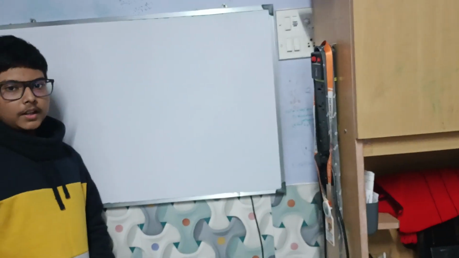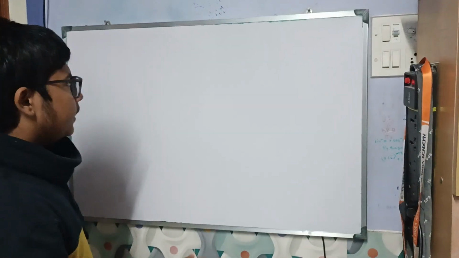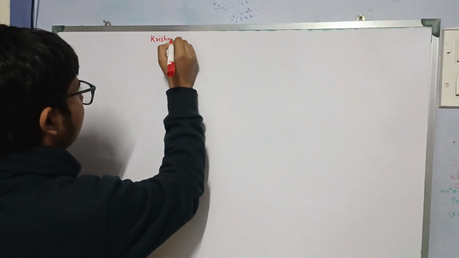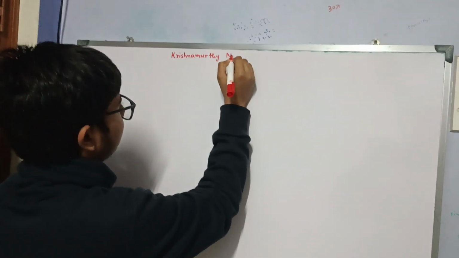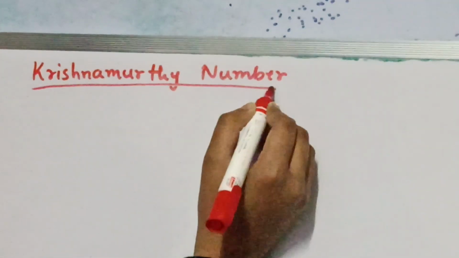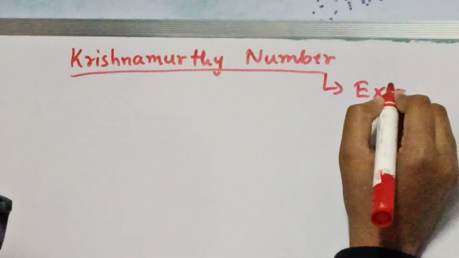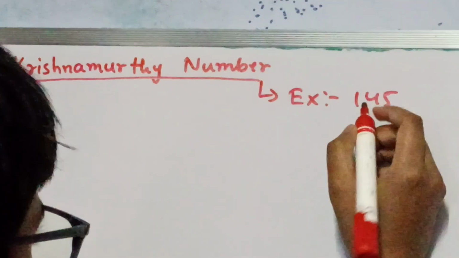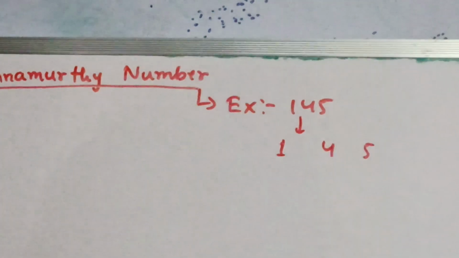Today we will do another interesting program from Java, another number related program, that is Krishnamurthy number. So what is a Krishnamurthy number? Let's take an example, 145. Now you see what are its digits. Its digits are 1, 4 and 5.